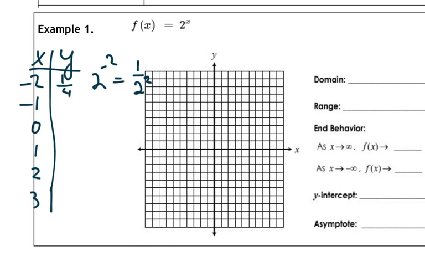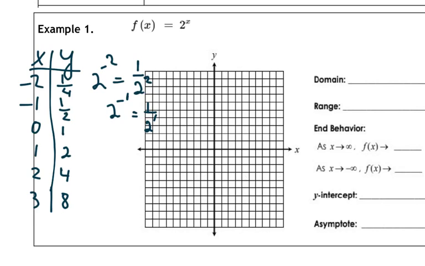Next point is 2 to the negative first power. Once again I need to use the negative exponent rule. It's 2 to the first power when I switch it, so it's 1/2. Now the next one, 2 to the 0 power, is always 1. 2 to the first power is 2. 2 to the second power is 4. 2 to the third power is 8.